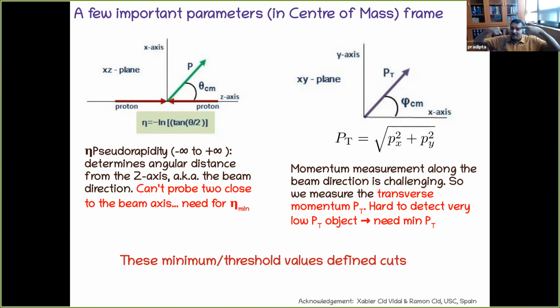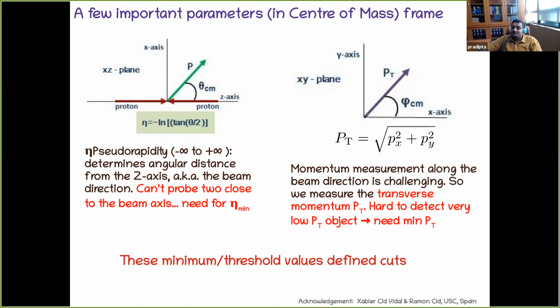Because any measurement along the z-axis is rather tricky, challenging or erroneous, we actually need to measure things at the transverse momentum. These two also offer two very important distinguishing parameters to identify your signal.